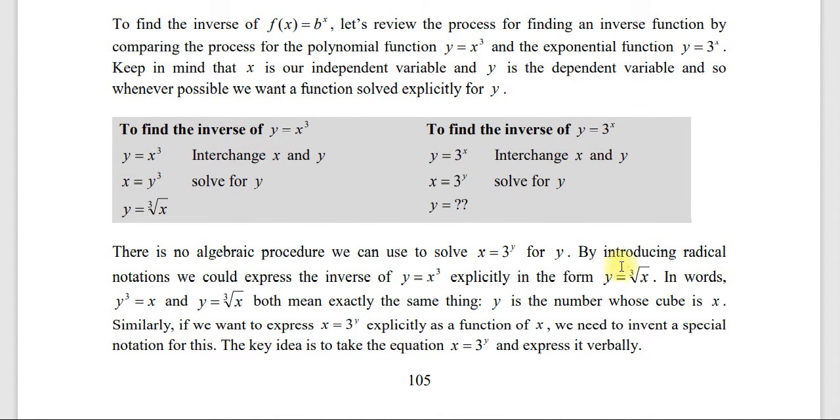By introducing radical notation, we could express the inverse of y = x^3 explicitly in the form y = the cube root of x. Both y^3 = x and y = the cube root of x express the inverse, and both mean exactly the same thing. y is a number whose cube is x.